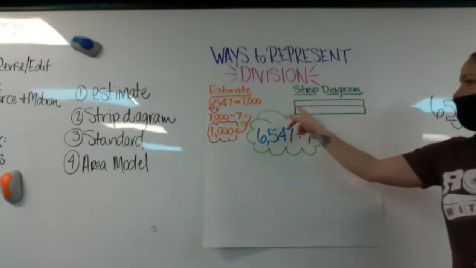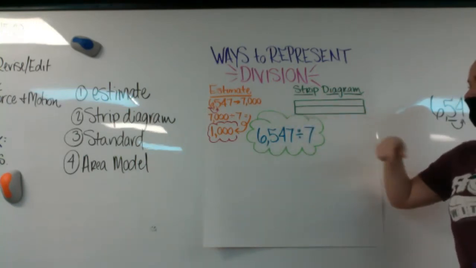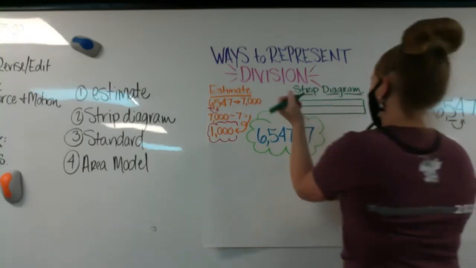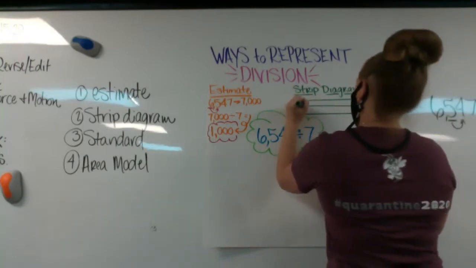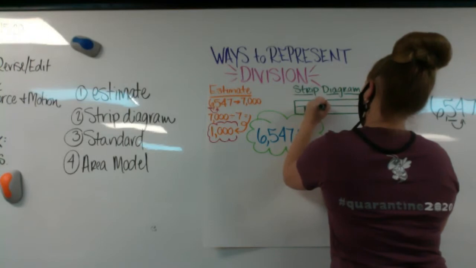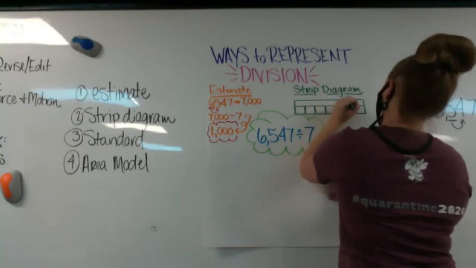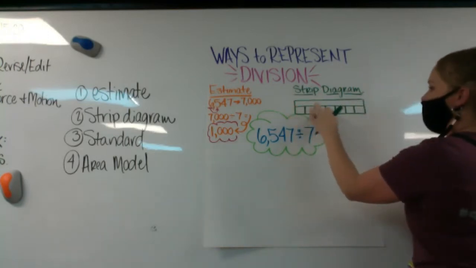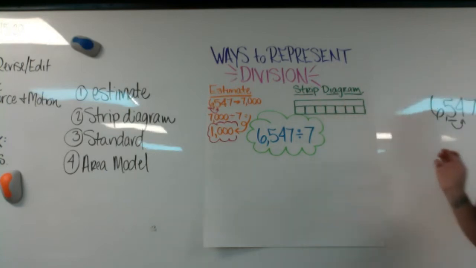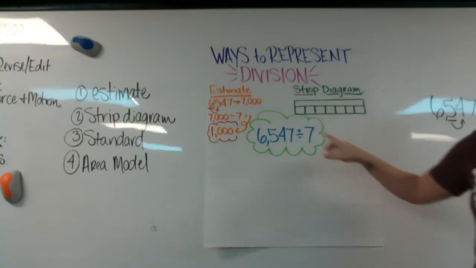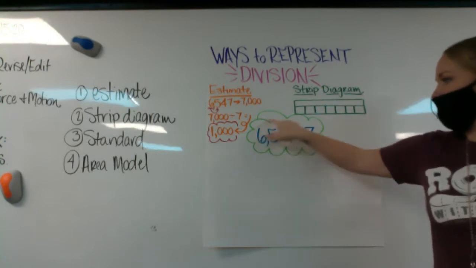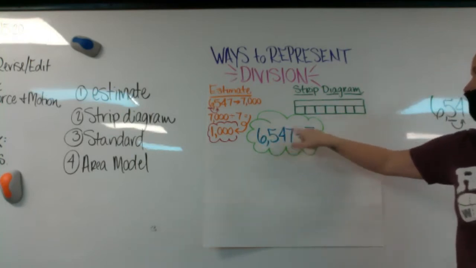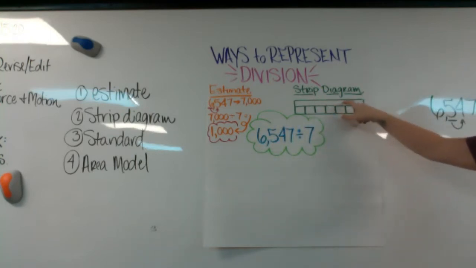So down here, I need to divide it into 7. So that means I need to draw 6 lines. 1, 2, 3, 4, 5, 6. So I've got 1, 2, 3, 4, 5, 6, 7 boxes. And then my total, my big number, my dividend is 6,547, and I can just put that up here on the top, okay?